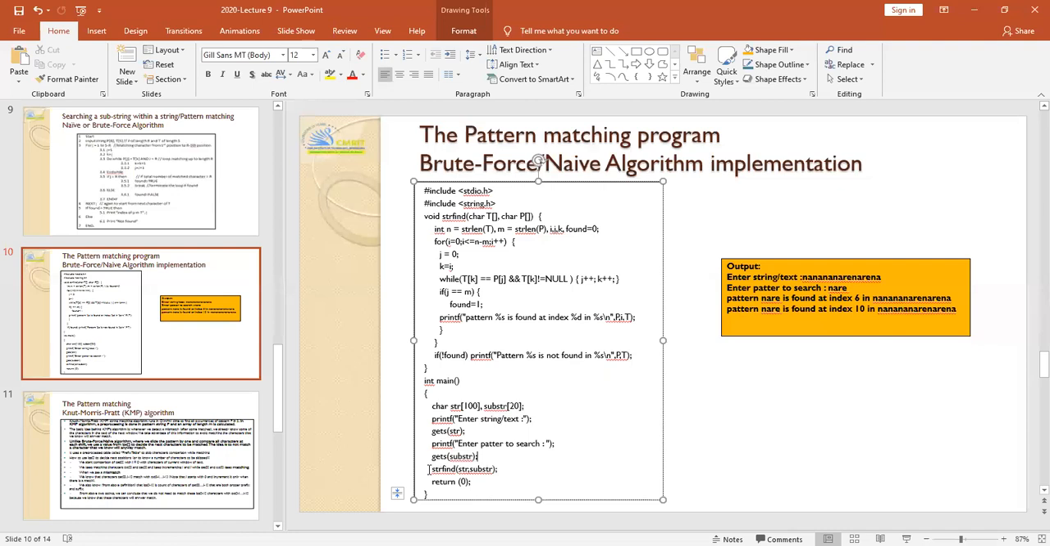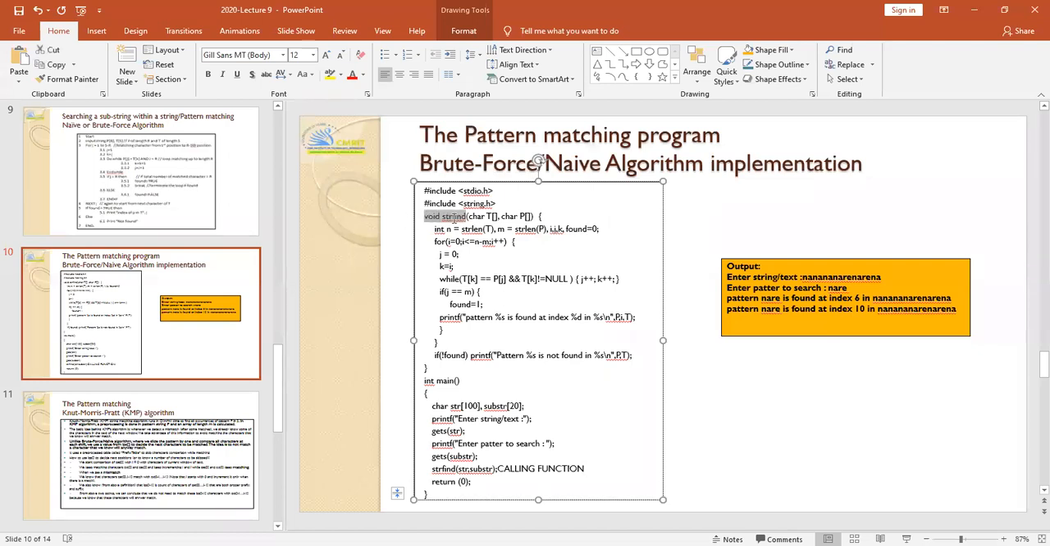Now I call a function called string find, to find a substring in the given string. What are the inputs for string find? One is str, the complete string. The other one is substr, the pattern. So this is the function call, calling the function which is outside the main.